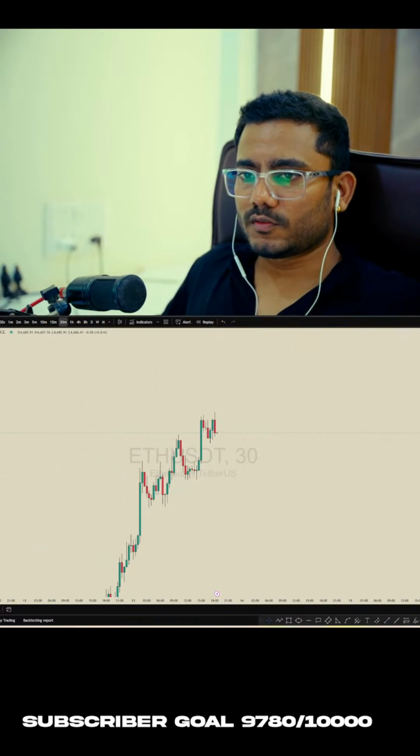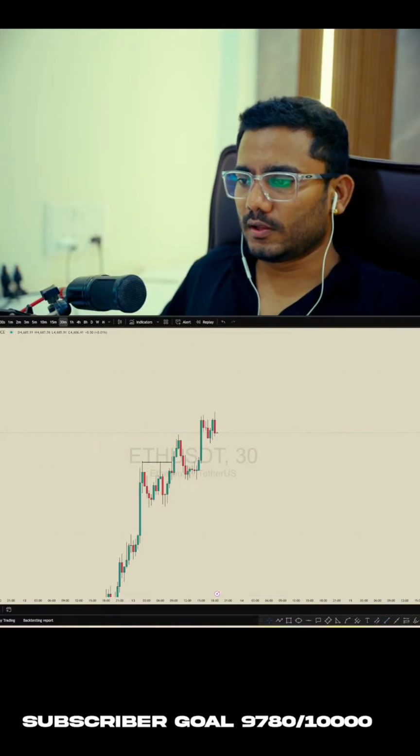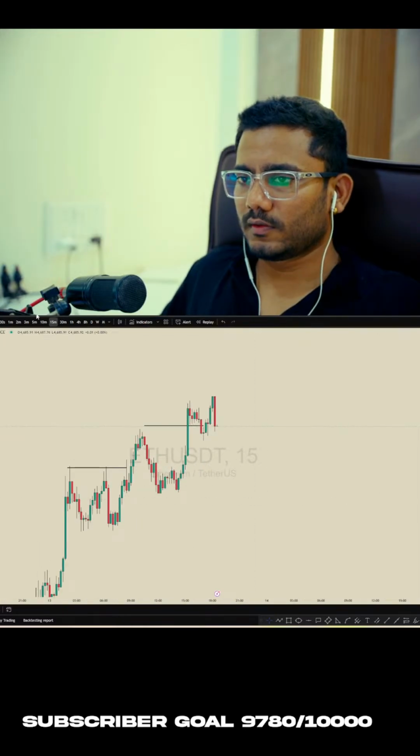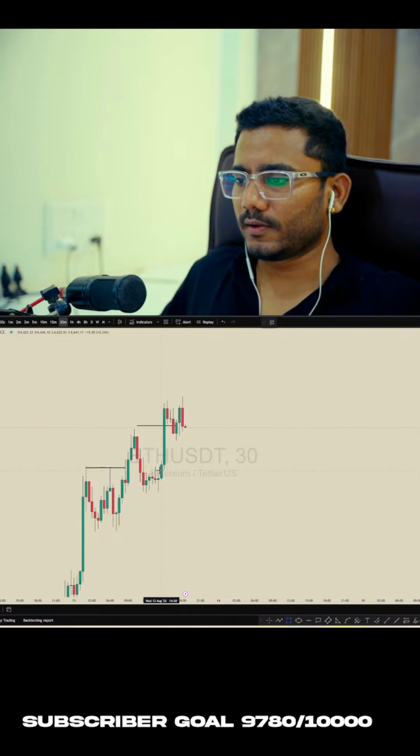Ethereum, we have this two breakout structure. Price broke the structure, created new high, broke the structure, created new high. If you go to 15 minutes, if you go to 30 minutes, we have this 30-minute order block where we can look for buy side entry.